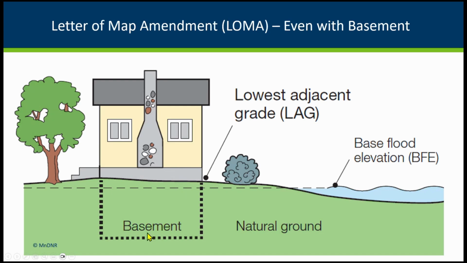It actually can have a basement if it's an older home built before you had your local floodplain regulations, an existing non-conforming building, as long as that lowest adjacent grade is above. And again, there was no fill involved, then even if it's got a basement, they can get a LOMA.